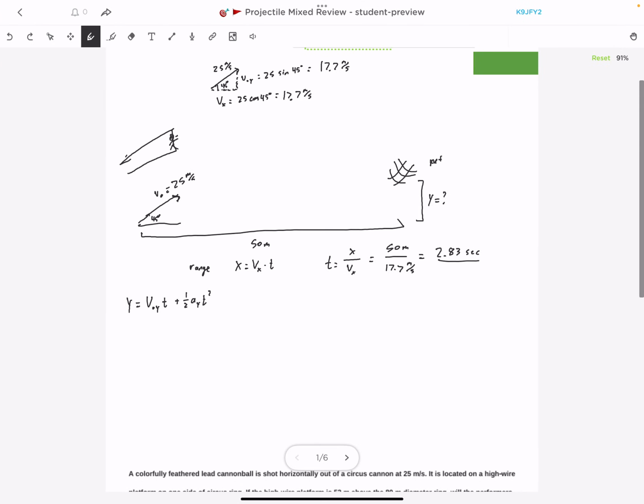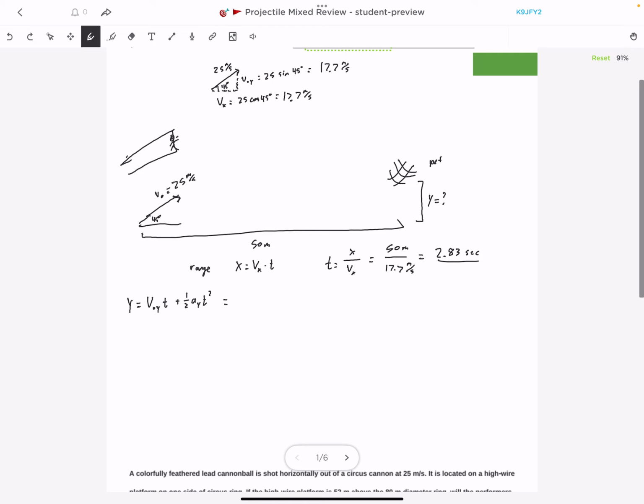So here we're trying to solve for y. We're trying to solve what position the net has to be to catch the human cannonball, given the initial vertical velocity. We know the acceleration due to gravity is 9.8. More importantly, we have t. We figured out t by looking at the horizontal range. We know he's going to be in the air for 2.83 seconds. So you just got to plug in the values.